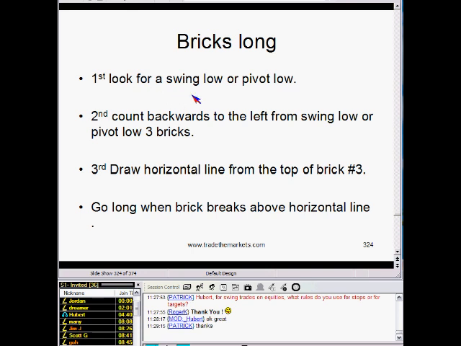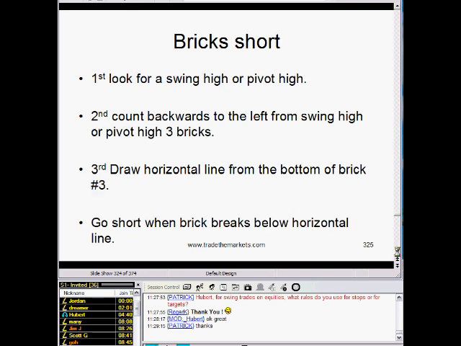Now, a brick long. First thing you need to do is look for a swing low or a pivot low, okay? Second, you count backwards to the left from the swing low or pivot low. You count back 3 bricks. Third, you draw a horizontal line from the top of brick number 3. You go long when the brick breaks above the horizontal line. Everybody got that?